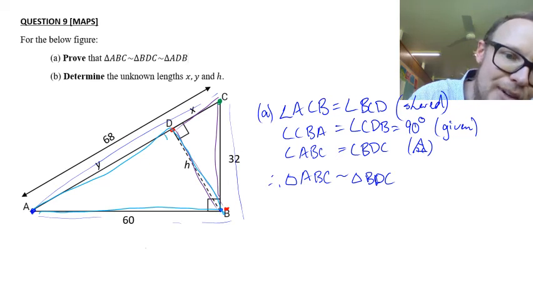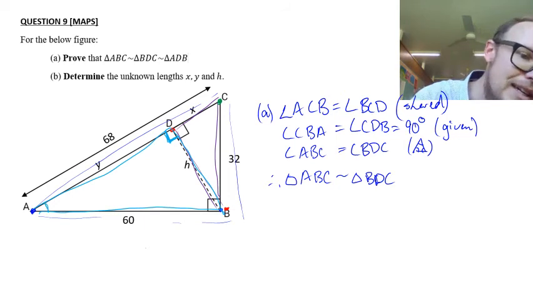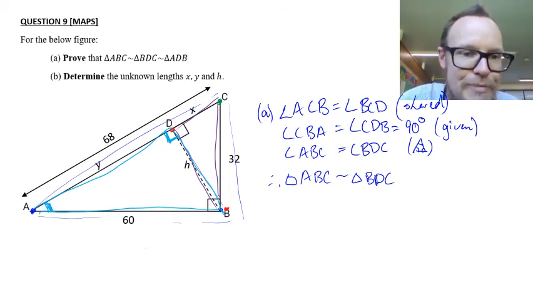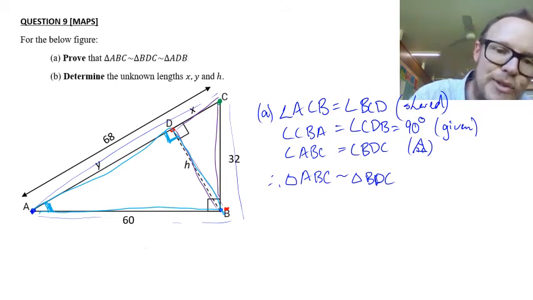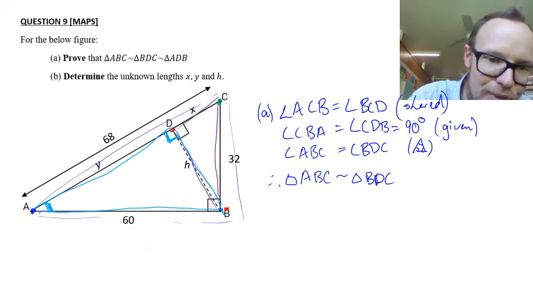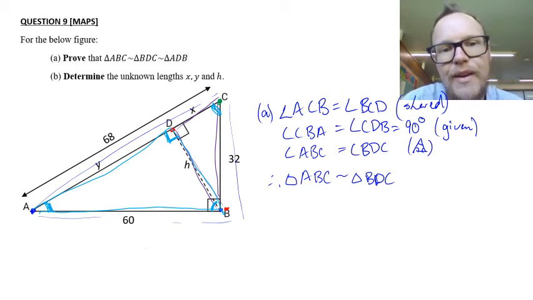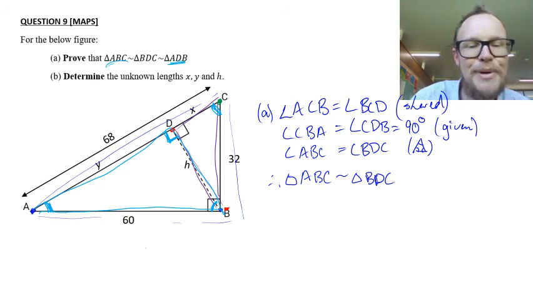We know that this angle here is 90 degrees. It has to be. This angle here is 90 degrees. This angle here is shared. So that angle there is shared between ABC and BDC. So we've got two angles, and that means that this final angle here must match up with the last angle here. Okay, so we've proven then that triangle ABC is similar to ADB.